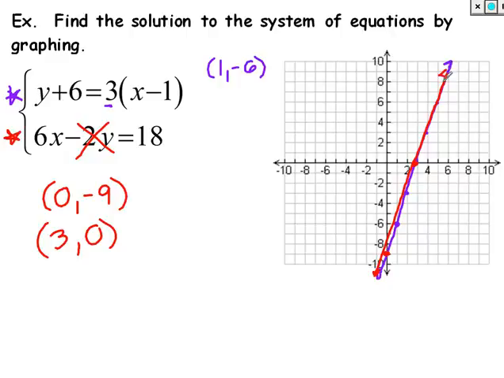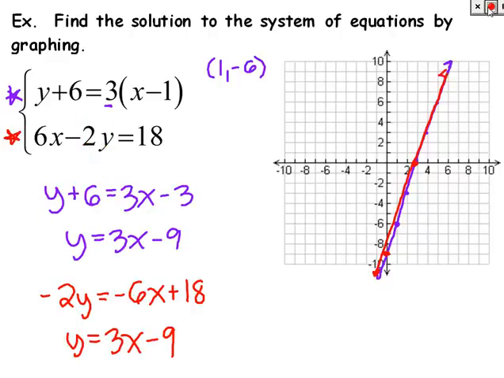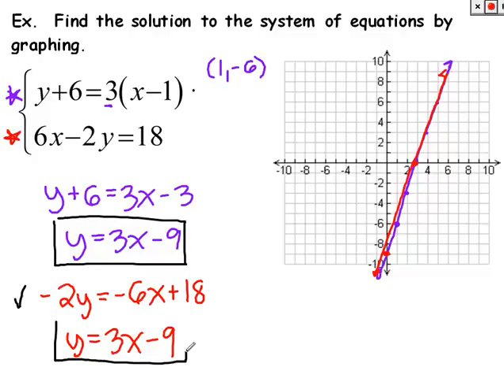Now, maybe some of you rewrote both of these in slope-intercept form. If you did rewrite this first line in slope-intercept form, you would get y equals 3x minus 9. If you rewrote the second line in slope-intercept form, eventually you would have gotten y equals 3x minus 9. And yes, these are actually the same line.